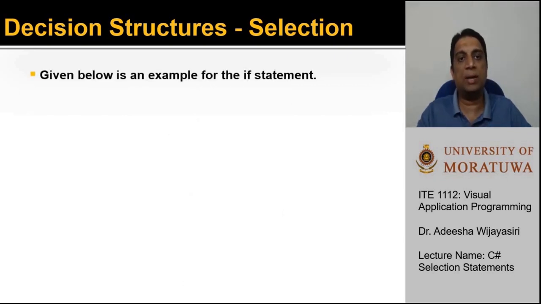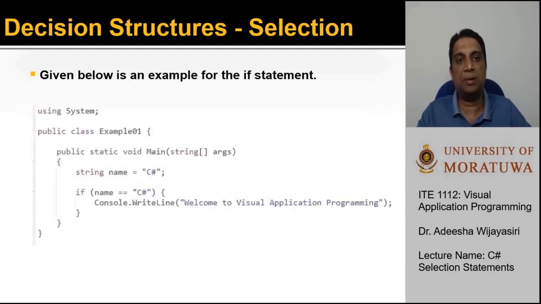Here we have another example for the if statement. The value of the variable name will be evaluated as the condition, and since it is equivalent to the string C#, the Boolean expression will be evaluated to true. So the welcome message will be displayed.